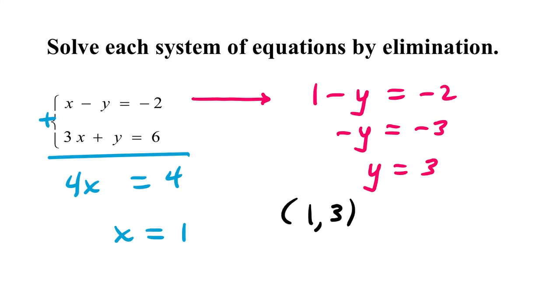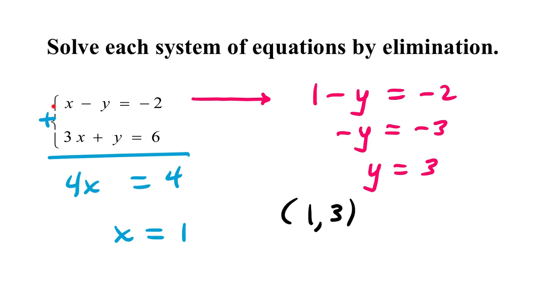Solve each system of equations by elimination. With the elimination process, it's a little different than substitution. With elimination, you look for a pair of variables that differ by sign. In this system, the top equation we have a negative y term, the second equation we have a positive y term.